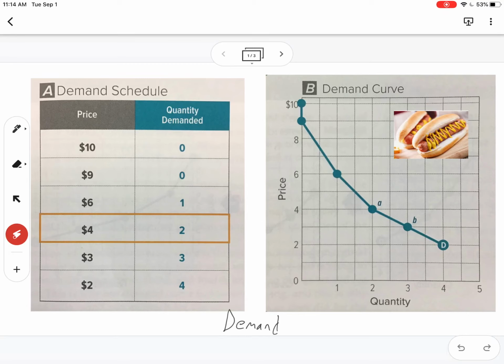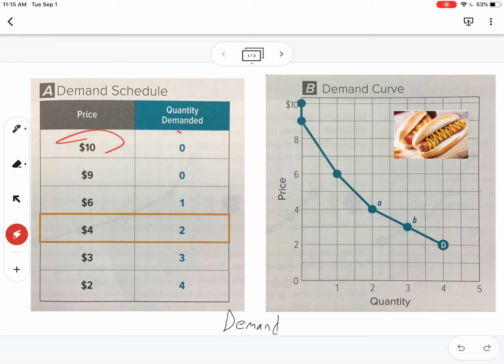Today's lesson is going to be over demand. So what is demand? Demand's definition is a combination of quantities that someone would be willing and able to buy over a range of possible prices at any given moment. So what we have here on this screen is a demand schedule and a demand curve. Both of these tell you how much of something people are willing to buy depending on the price.